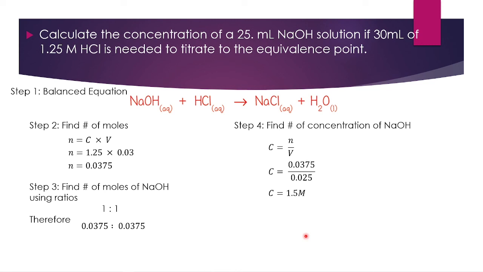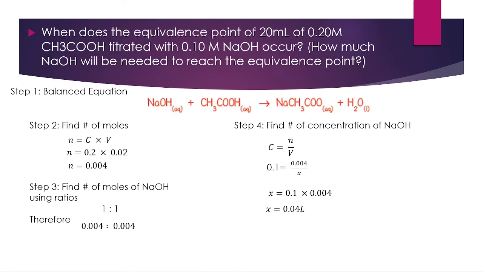Hopefully that all made sense to you. We'll do another example as well. This one: equivalence point for 20 ml of a 0.2 molar solution, titrated with 0.1 molar NaOH. How much NaOH will need to be used to reach the equivalence point? We're going to use the same steps. First, balanced equation. Always start with a balanced equation. Then, if you're given numbers and you can, find the number of moles.